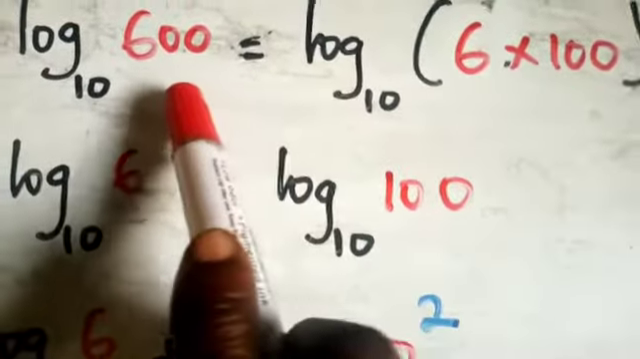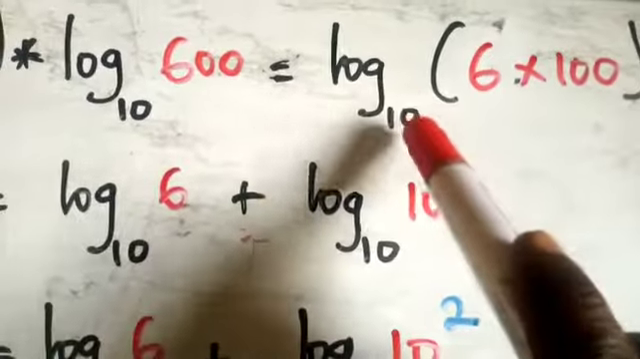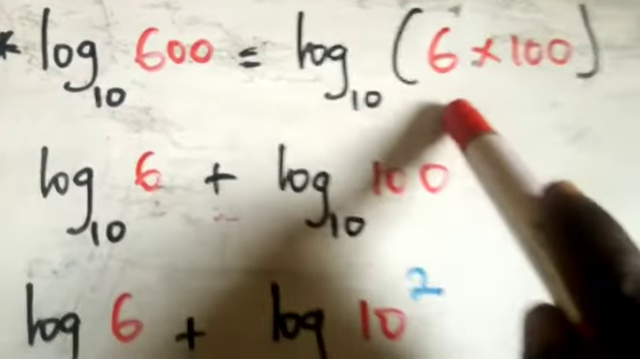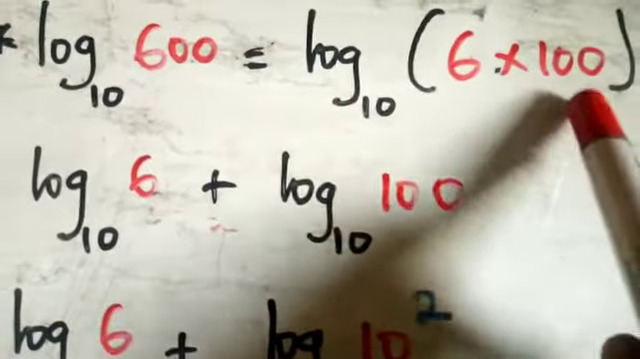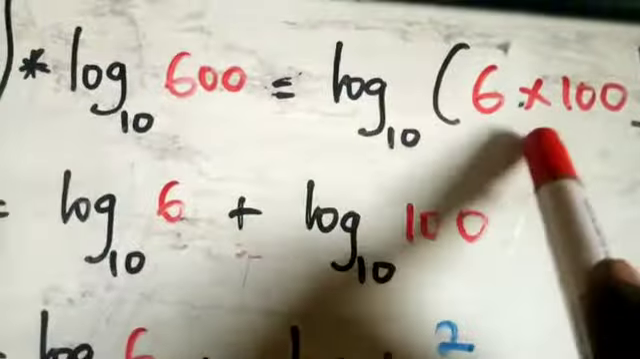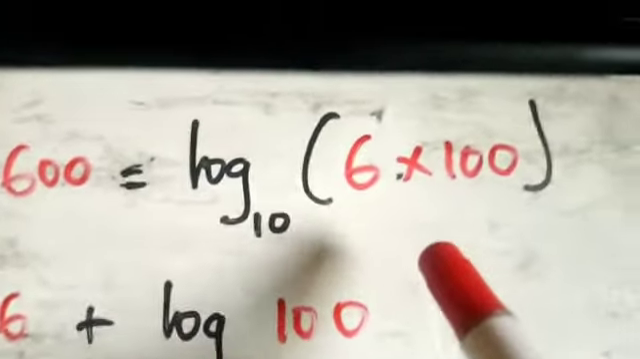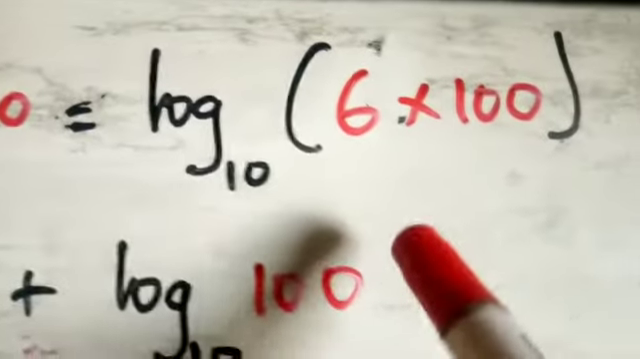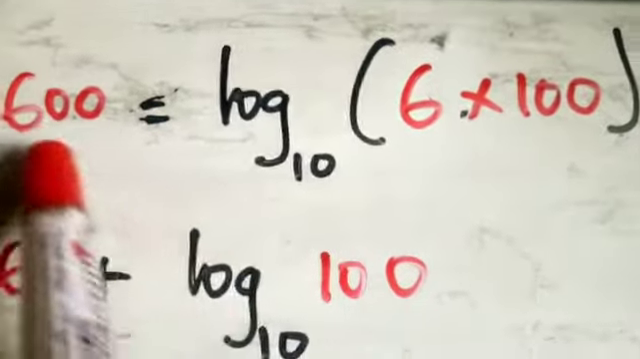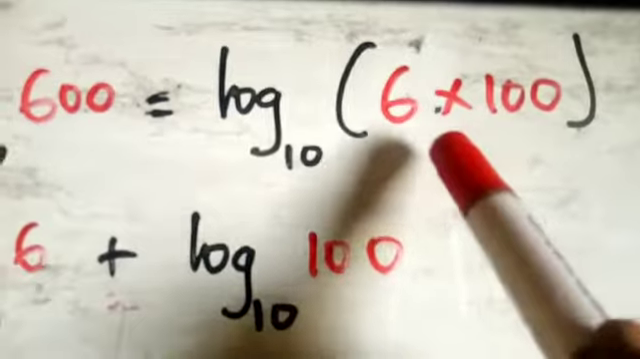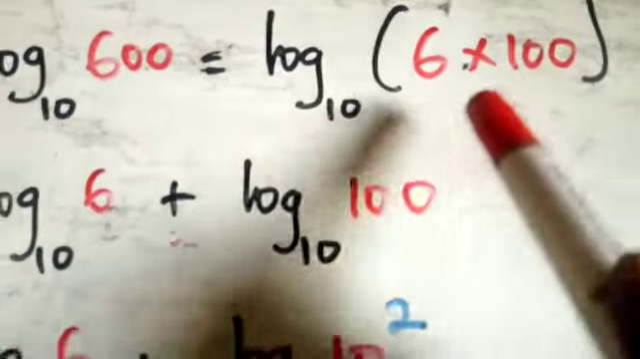So log 600 here can be split into log 6 multiplied by what? 100. Can you see? It's the same 600 here. The idea is that you are given log 6. So once I get log 6 in my problem solving, I can easily replace that. I'm just splitting this number into 2, that is 6 multiplied by 100. Okay, now let's move on.